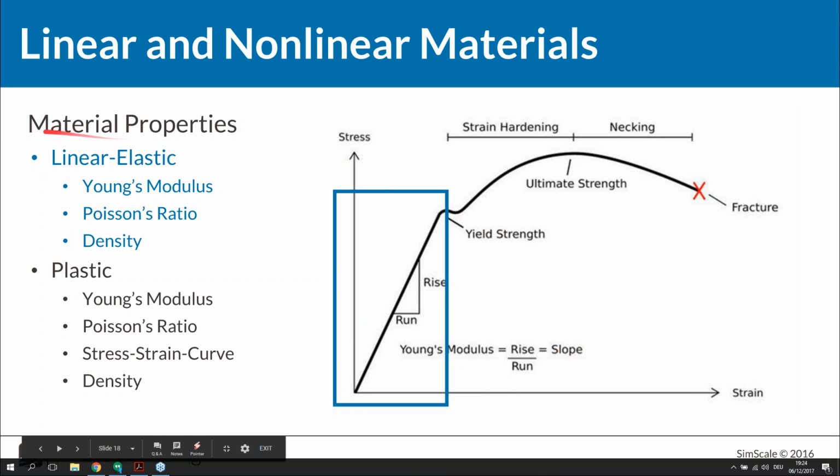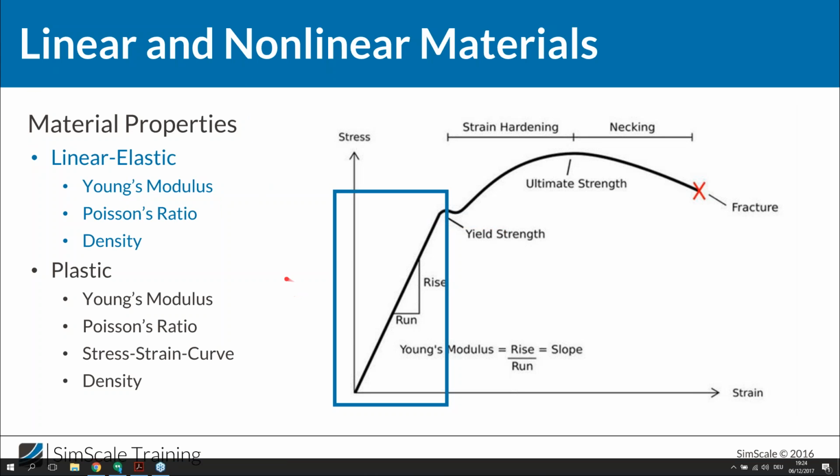So if you want to model linear elastic behavior, you just need the Young's modulus, which is rise divided by run, so it's the slope of this linear part of the graph. You need the Poisson's ratio, which connects the elongation, or let's say the deformation of your element, in all three directions. Because if you increase the length of something and the volume is not changing, the cross-section has to change. This is described by the Poisson's ratio, and you need to add the density.